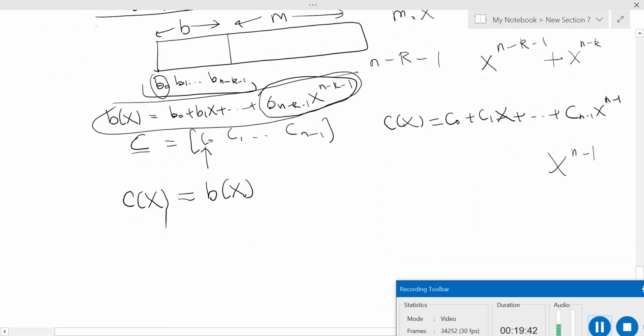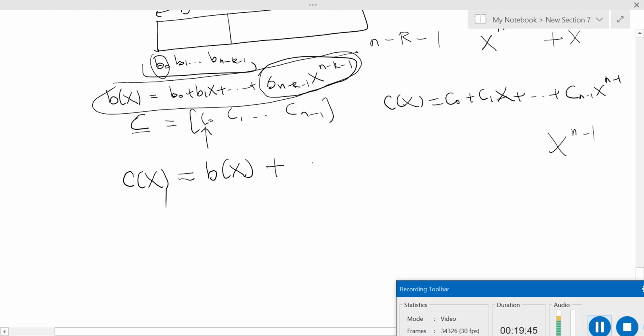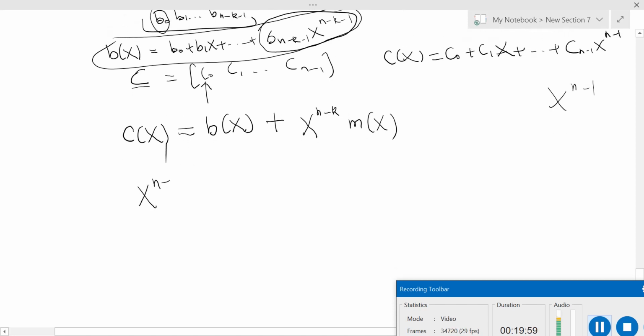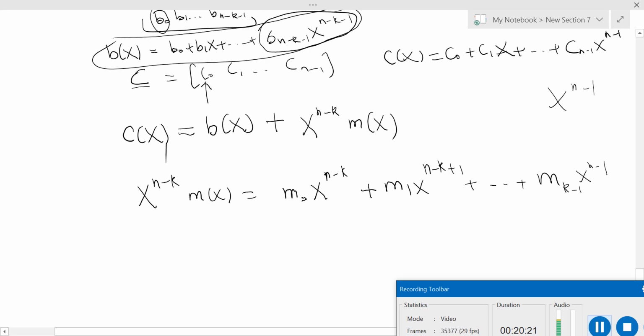So what is the solution? To represent the code polynomial in terms of the message and parity polynomial, you multiply the message by x to the power n minus k. Now you cross check: you will see x to the power n minus k times the message will become m0 x to the power n minus k plus m1 x to the power n minus k plus 1, and the last term will be m_{k-1} x to the power n minus 1. This is what we want.